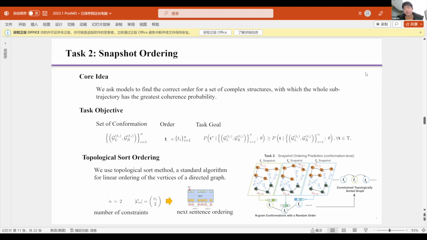Here we use topological sort ordering, following ideas from sentence ordering in natural language processing. It is a standard algorithm for linear ordering of the vertices of directed graphs. When the number of constraints becomes 2, the ordering method just becomes the next sentence ordering in BERT, right?